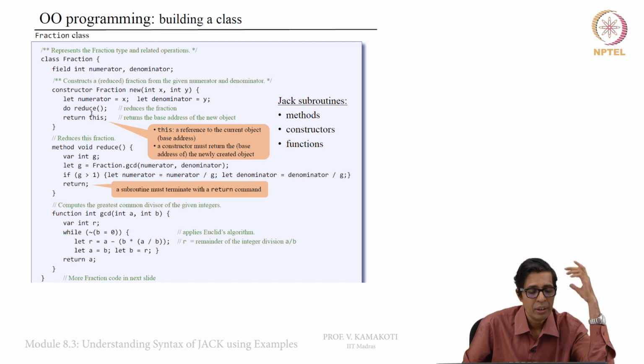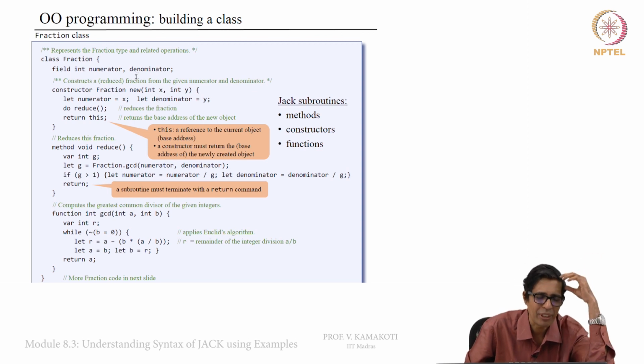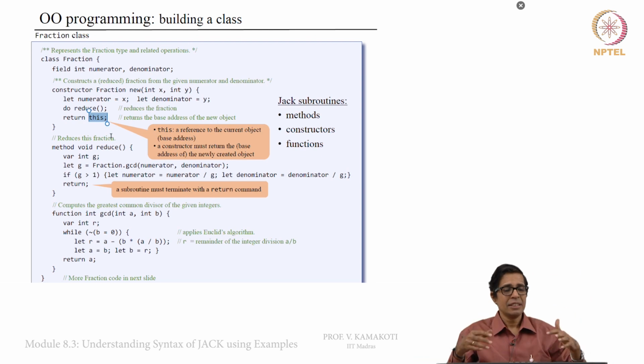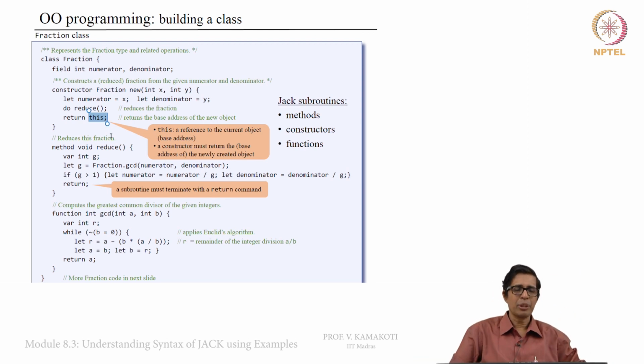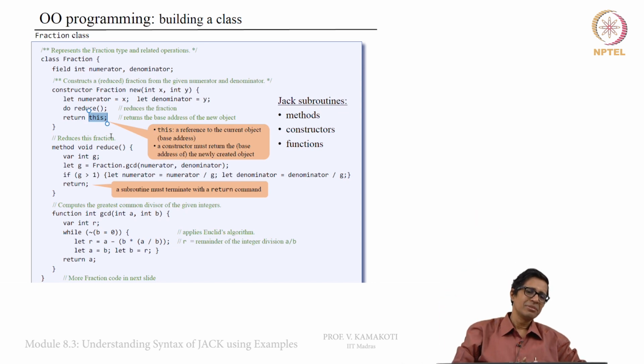So, after I do the reduction, your numerator and the denominator will be set with the GCD as 1. So, if I have 2 by 10, it will become 1 by 5 and so on. And then I say return this. What do you mean by this? This, in object orientation, refers to the current object. So, if I am in an object, I am modifying an object and I want to return to the calling function, essentially I say return this object. So now you can slowly correlate.